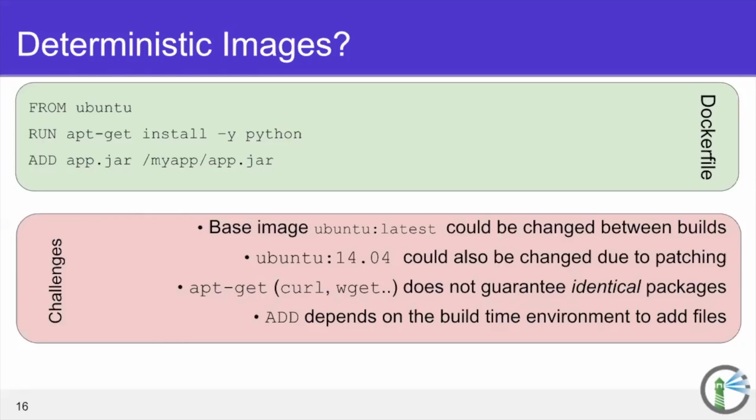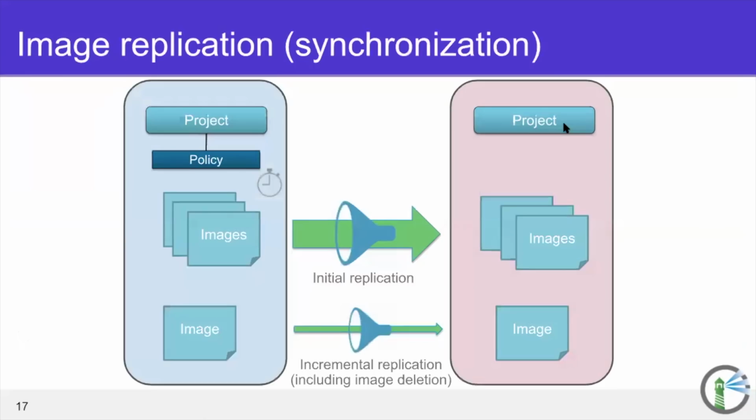Again, these are all things you can address if you're careful and you know how to set this up, and you're very prudent about getting your pipeline from point A to point B. But Harbor brings this idea of a replication feature to the table, and this is not a silver bullet.